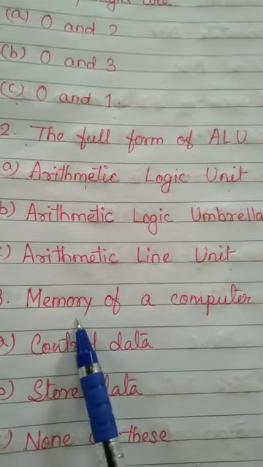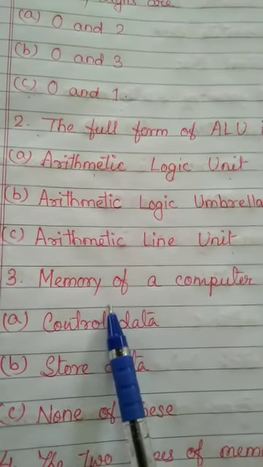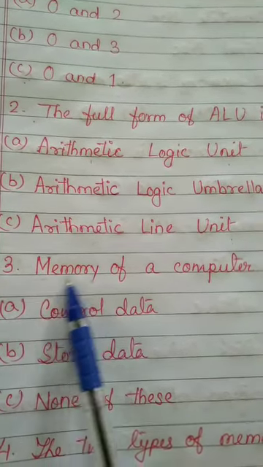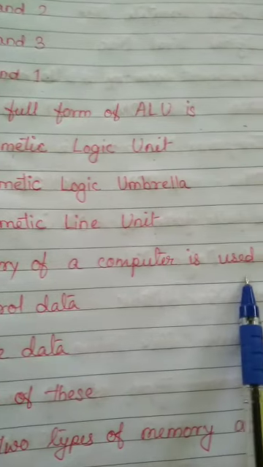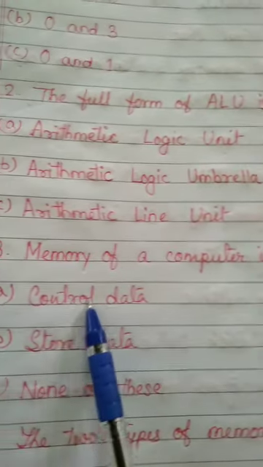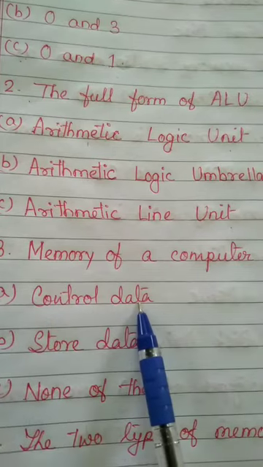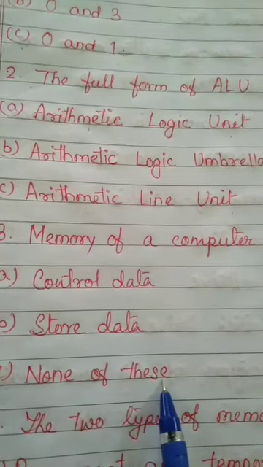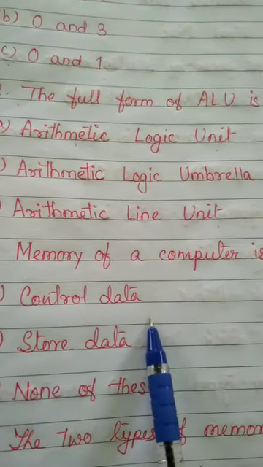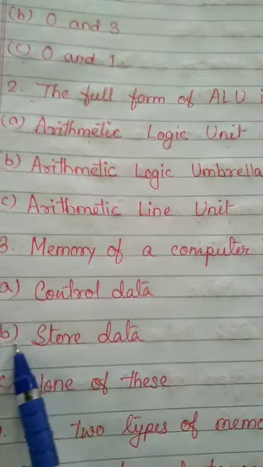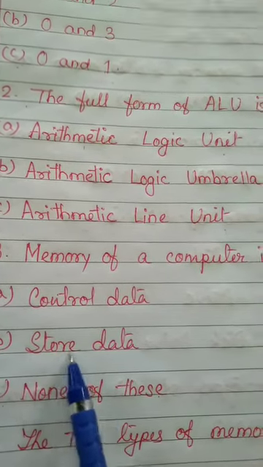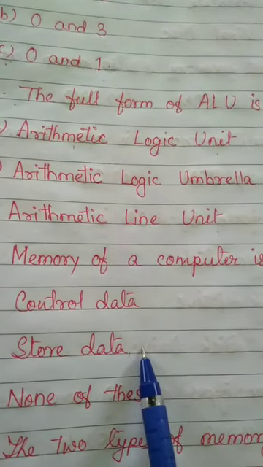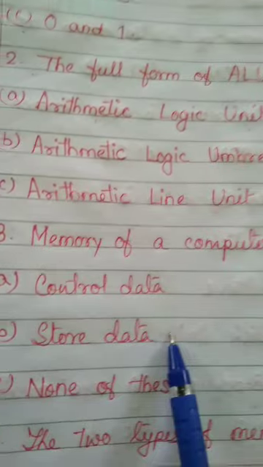Now next question. Please don't write it now. First of all, you just understand, then you can start writing. Question number 3: memory of a computer is used to. Option A control data, option B store data, option C none of these. Which one will be the correct option? Yes, option B is the correct option, store data. You will get this answer on page number 12 from chapter 3.